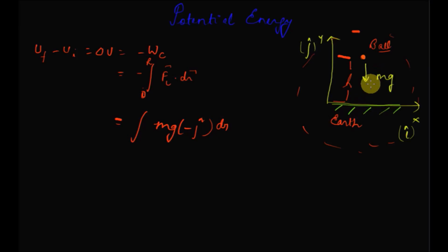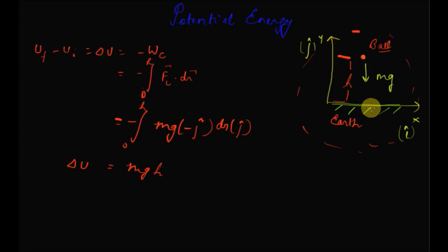And dr will be dr in the upward direction, because the ball is thrown above the ground. So the dr vector will be dr j cap, and this r will range from 0 to h. So this negative will cancel, and ultimately we will get mgh. So delta U, or the change in potential energy of the earth and ball system, will be mgh.